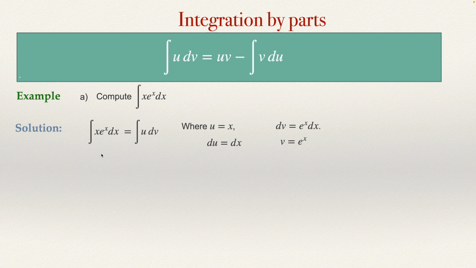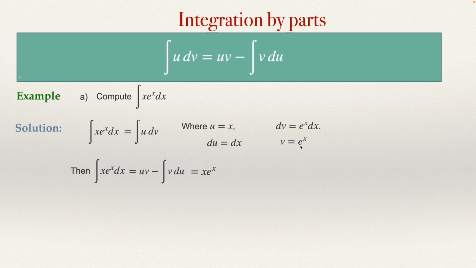So let's write what will be, using integration by parts, this integral of x e to the power x dx. It will be uv minus the integral of v du, using the formula of integration by parts. And u is x, and v is e to the x, so this uv will be just x e to the x, minus the integral of v du. Here we have v, and here we have du.